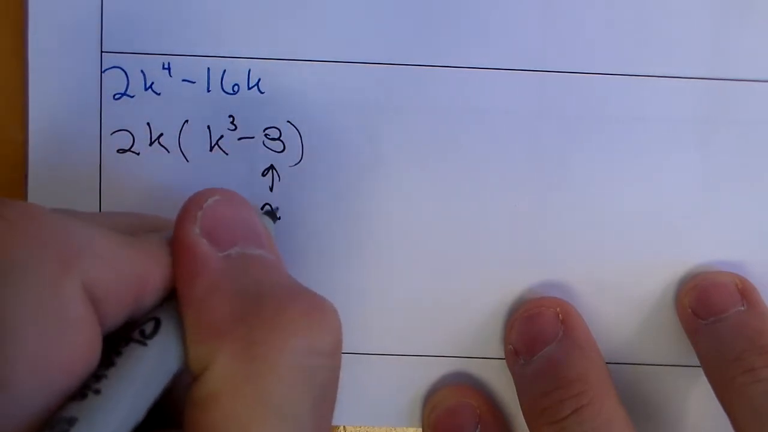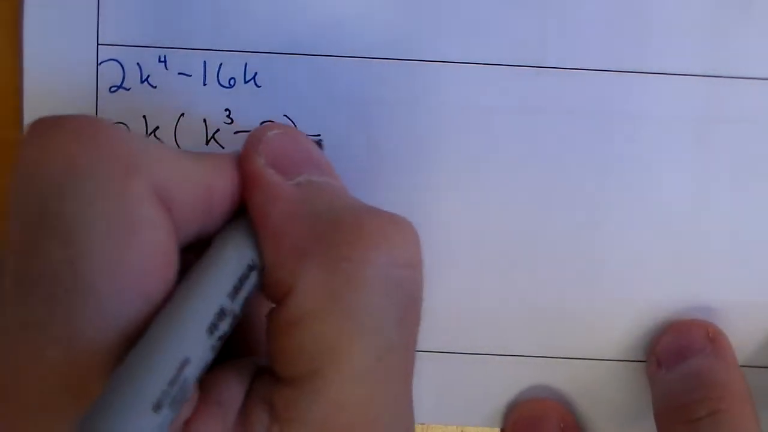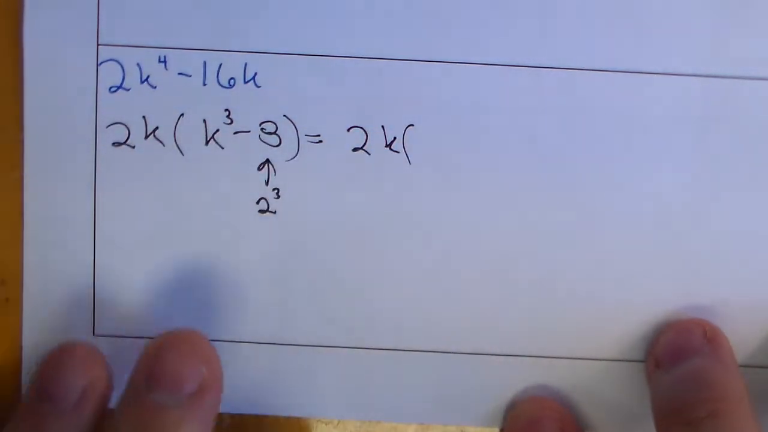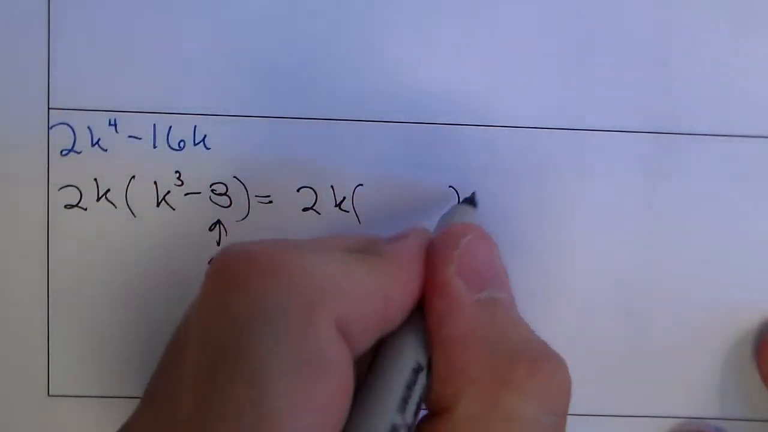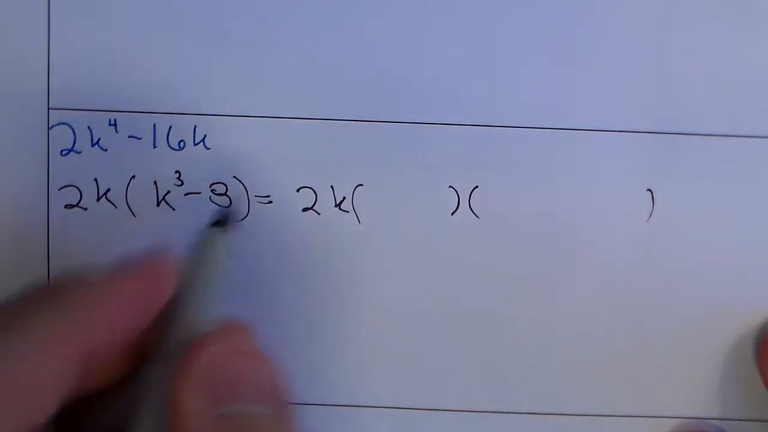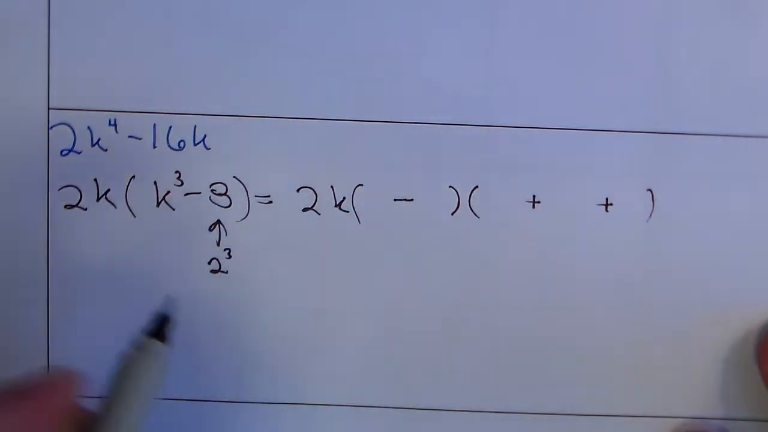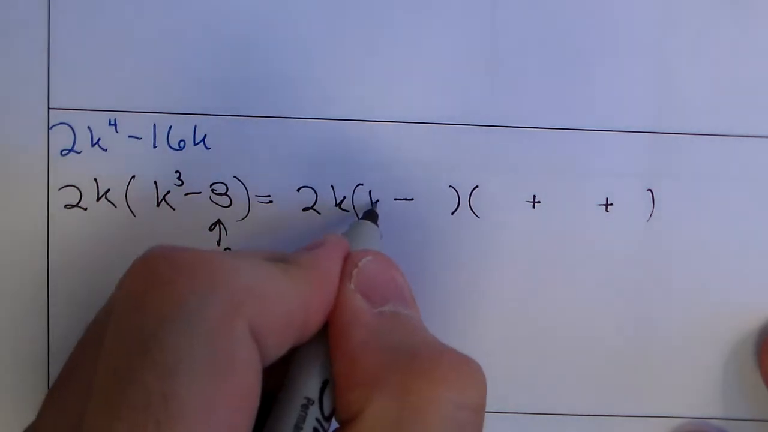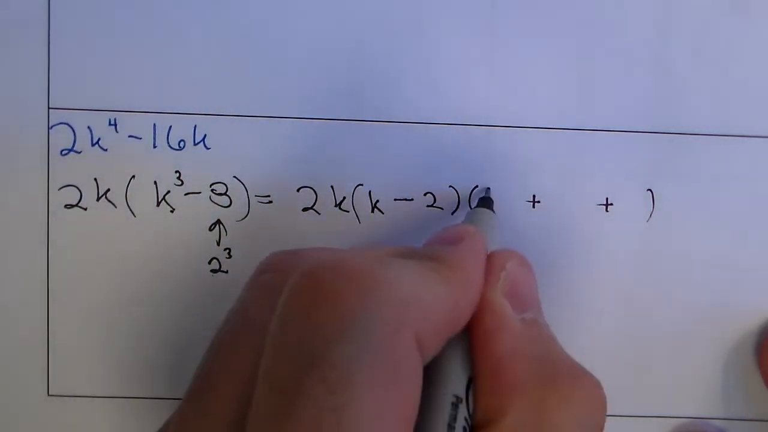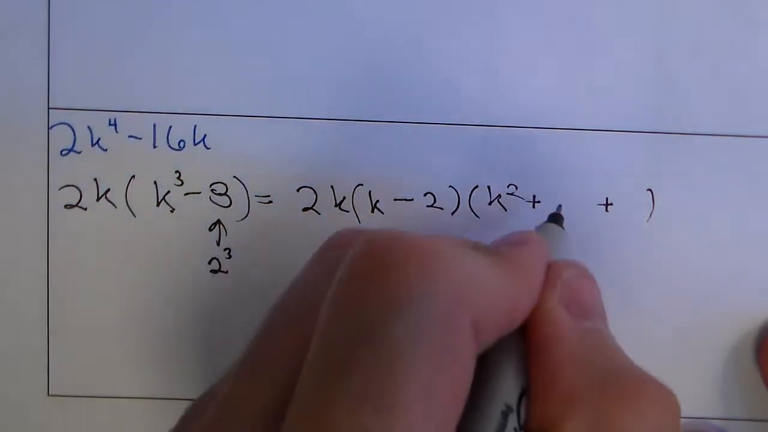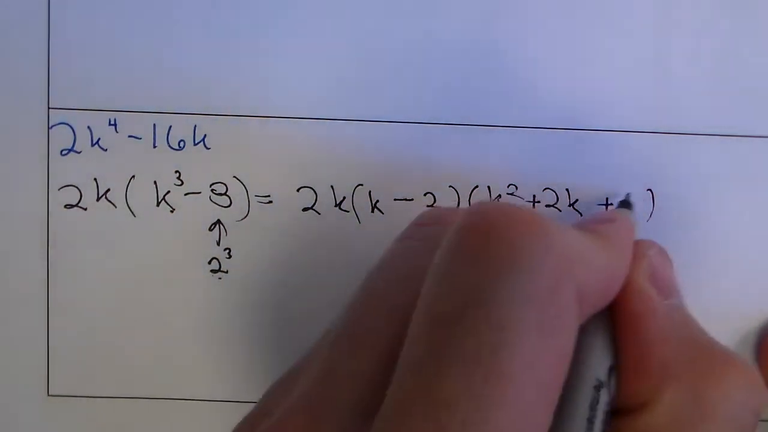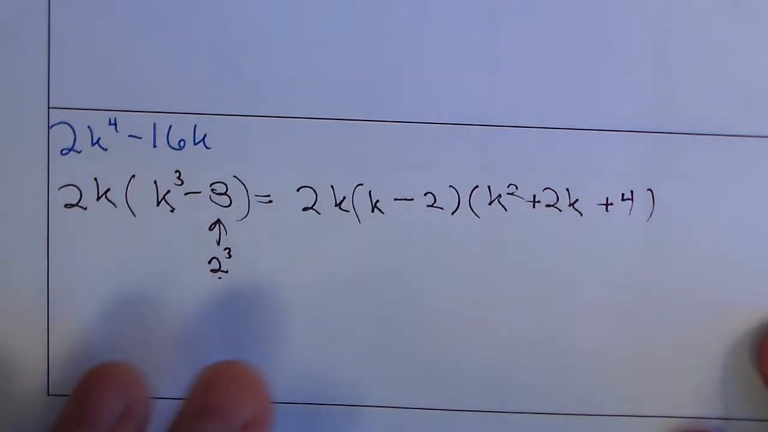Now that means 8 is 2 to the third, so we're going to go 2k, that's our GCF, and then to use our pattern, we're going to go same sign, opposite sign, always positive. k minus 2, k squared, 2 times k, and then 2 squared is 4.